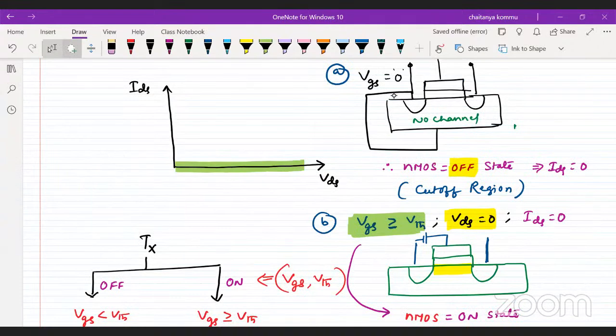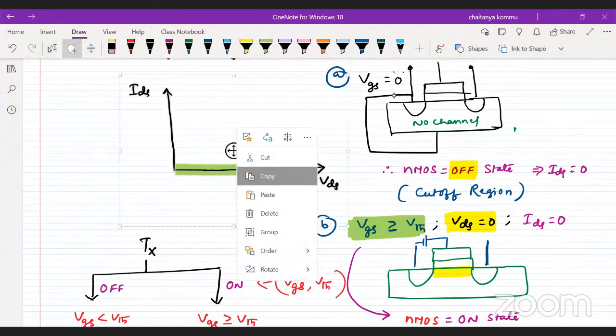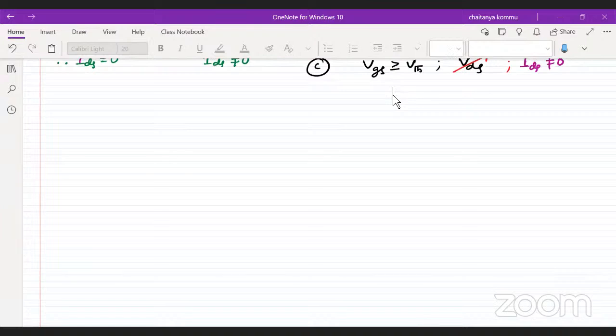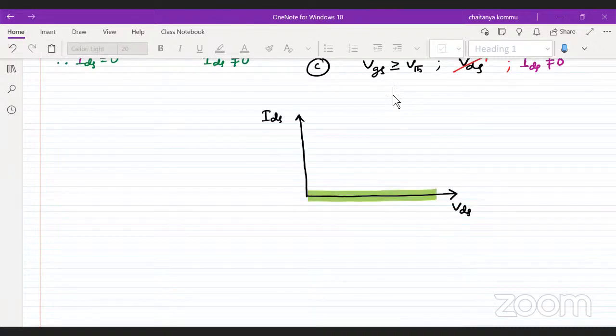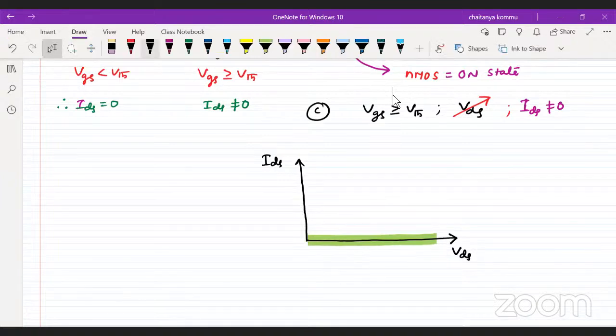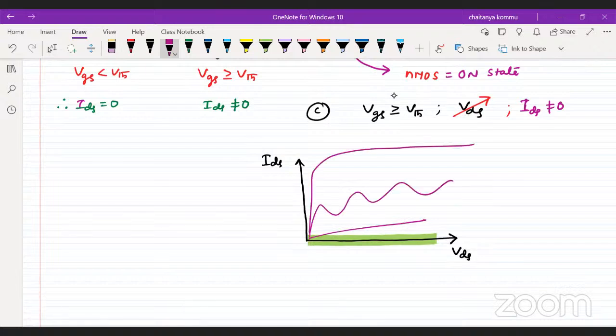Okay, copy, and then I want to paste it here. Okay, now, what kind of behavior does it have to show? Can you assume whether it goes something like this, or maybe like this, or maybe this is the way, or this is the way? Which kind of relationship does it have to follow? That's an important one.